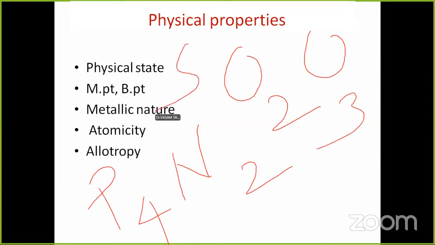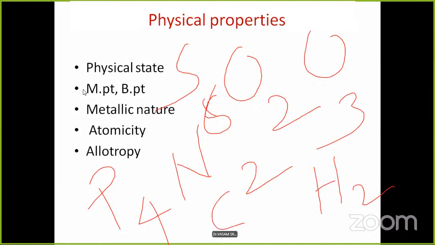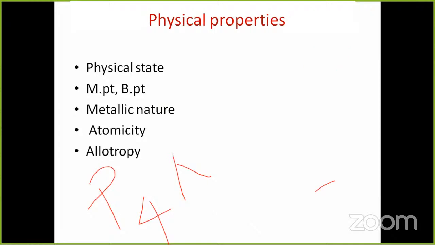The atomicity of sulfur, S8. So 8 sulfurs are associated to form a stable sulfur. The atomicity of hydrogen, H2. The atomicity of carbon, C only. The atomicity of chlorine, Cl2. So this is the atomicity. Atomicity means how many atoms are associated to form a stable molecule. That number is called atomicity.